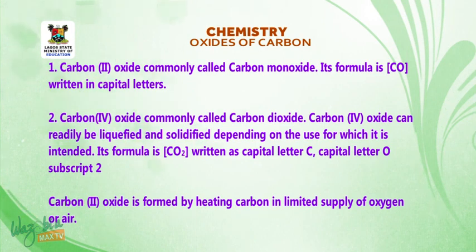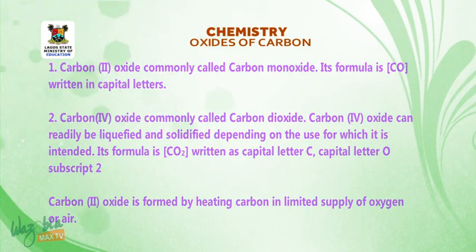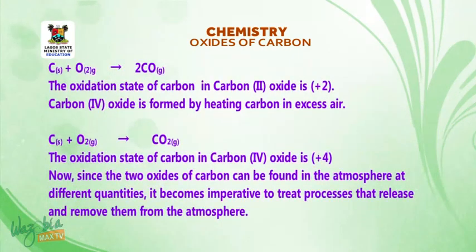Carbon 2 oxide is formed by heating carbon in limited supply of oxygen or air. The oxidation state of carbon in carbon 2 oxide is +2. Carbon 4 oxide is formed by heating carbon in excess air. The oxidation state of carbon in carbon 4 oxide is +4.